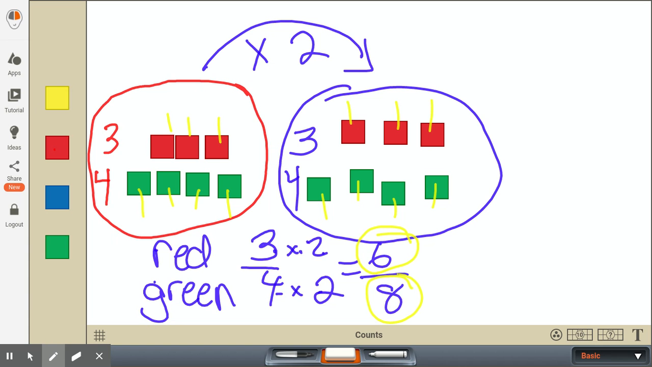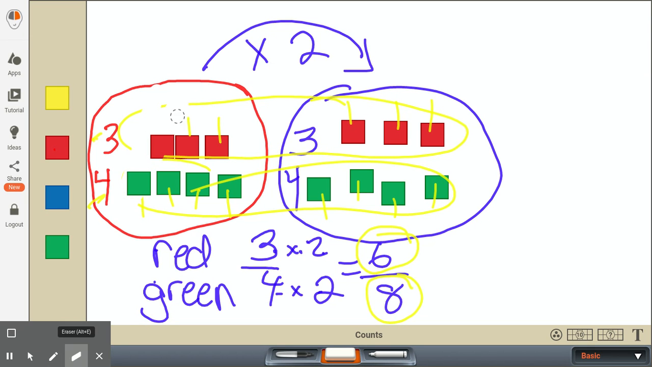So I could say the same thing. For every 3 red, there are 4 green. For every 6 red, there are 8 green. I wrote in blue, so my brain went to blue. There's a lot going on there, so let's erase some of this.